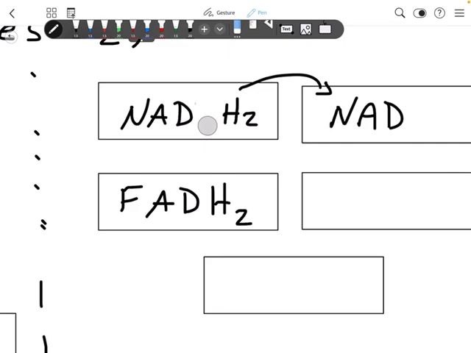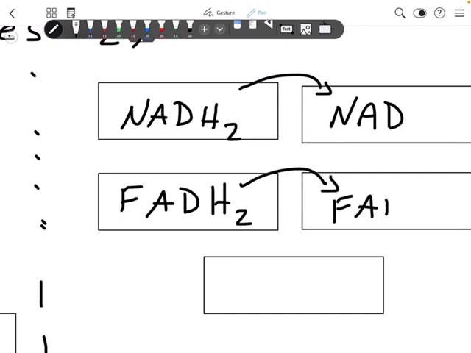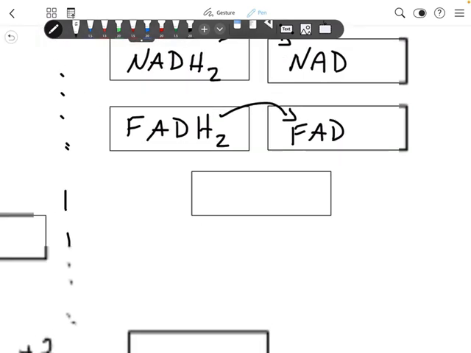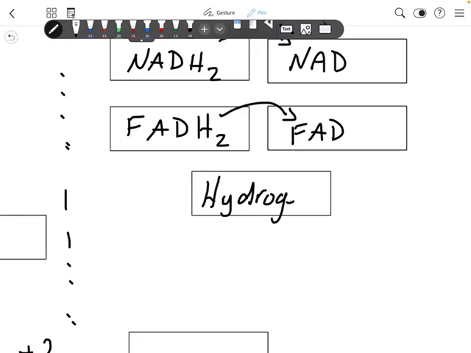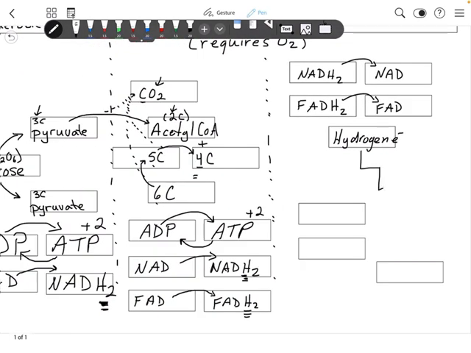Oh, I made a mistake. It's not NADP. We're going to be talking about that in a second. NADH2 and FADH2. The FADH2 offloads its hydrogen to form FAD. So those hydrogens, I'm going to write hydrogen electrons here, are dumped into a series of reactions, and they're actually called redox reactions, reduction-oxidation reactions. We're not going to get into that, but they offload those electrons.